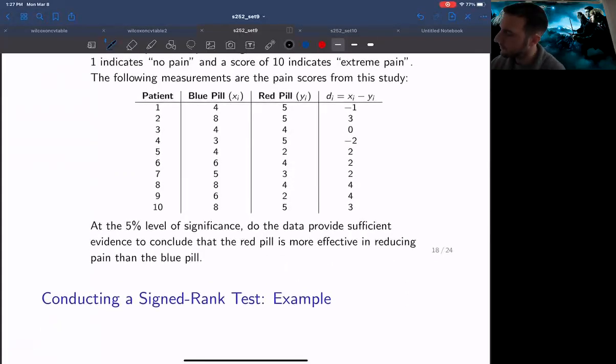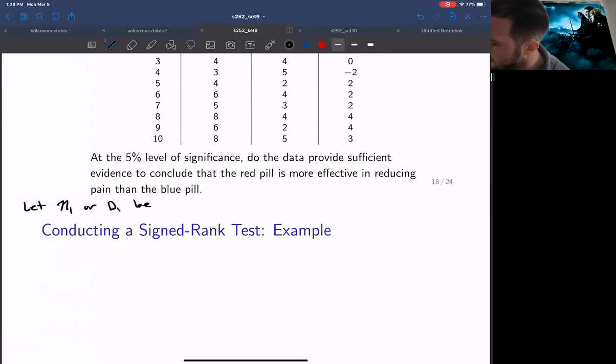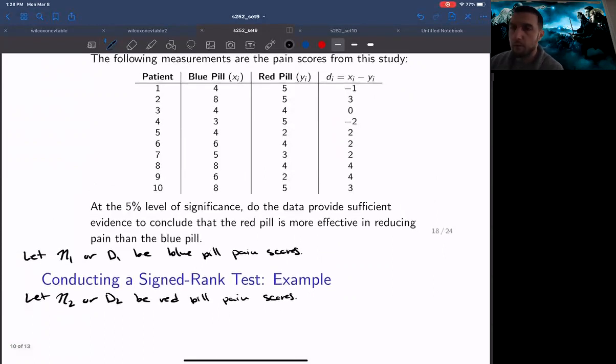We will let eta 1 or D1 be the blue pill pain scores. Let eta 2 or D2 be the red pill pain scores. Now, we have taken the differences as being the blue score minus the red score.